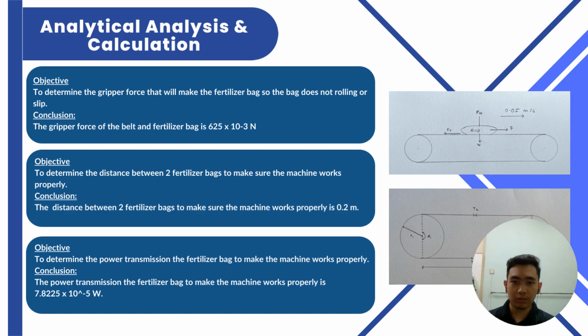For the second objective, to determine the distance between two fertilizer bags to make sure the machine works properly. The conclusion that we get from the calculation is that the distance between two fertilizer bags to make sure the machine works properly is 0.2 meter. For the third objective, to determine the power transmission to the fertilizer bag to make the machine work properly. The conclusion that we get from the calculation is the power transmission to the fertilizer bag to make the machine work properly is 7.8225 watts.